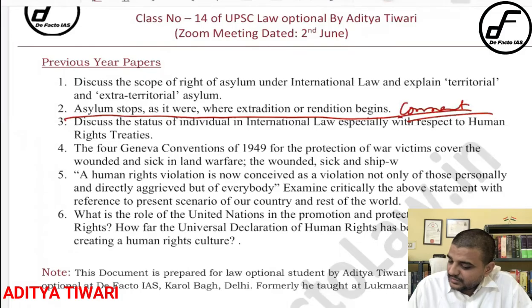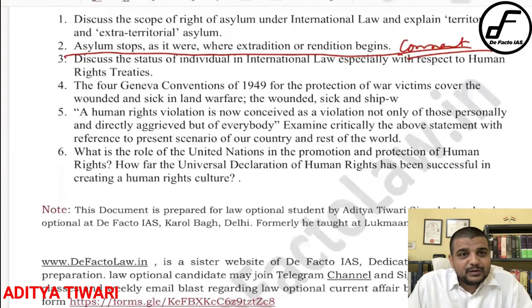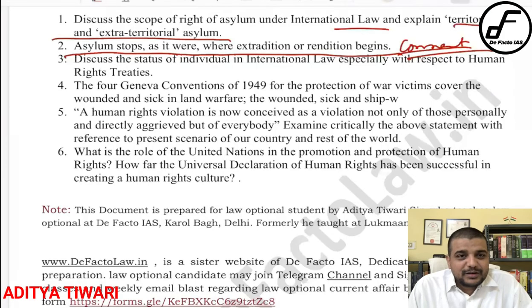The first question is: discuss the scope of the right of asylum under international law and explain territorial and extraterritorial asylum. I have told you, when you give asylum in your own territory, right, that is territorial asylum. When you give asylum to someone in your extended or notional territory, meaning under your embassy in another country, right, that is called extraterritorial asylum. Like Julian Assange received extraterritorial asylum in the Ecuadorian embassy in Britain, okay.